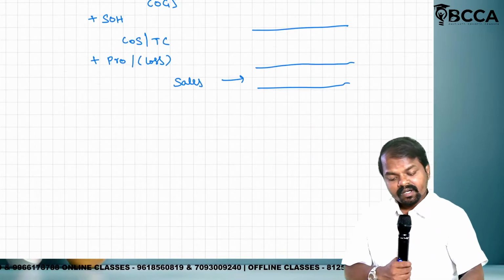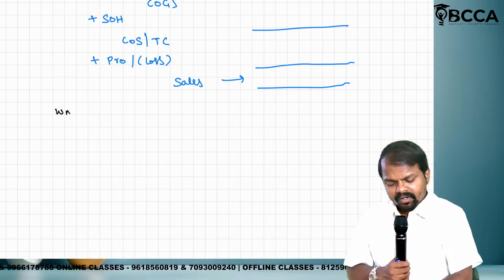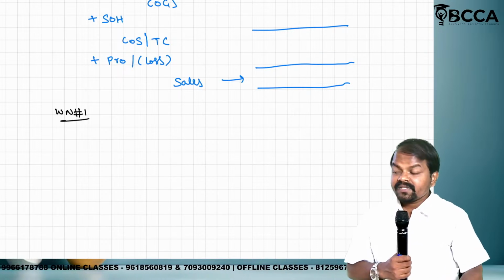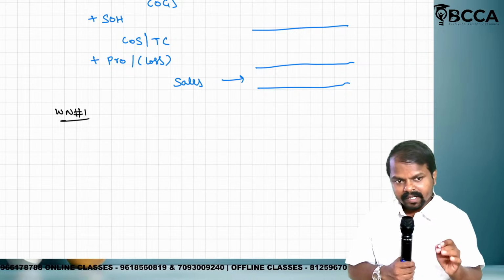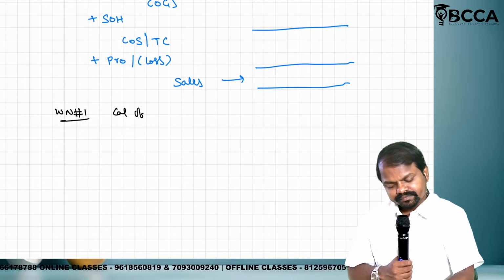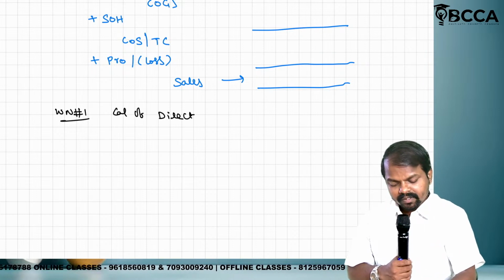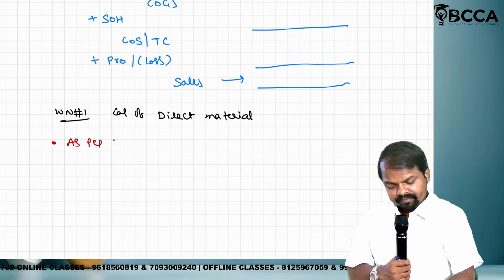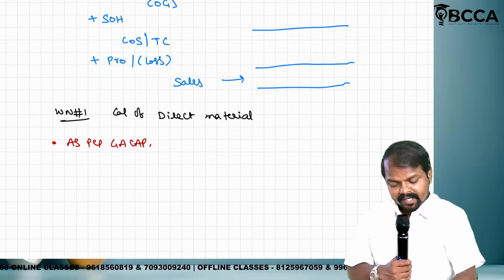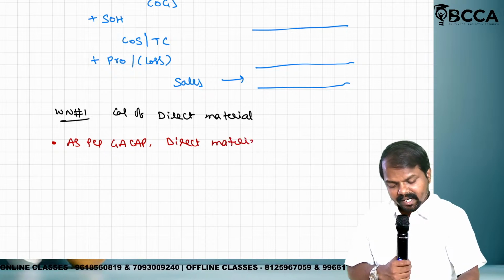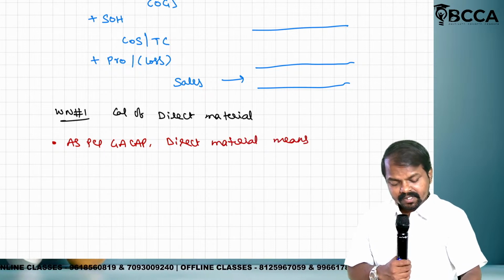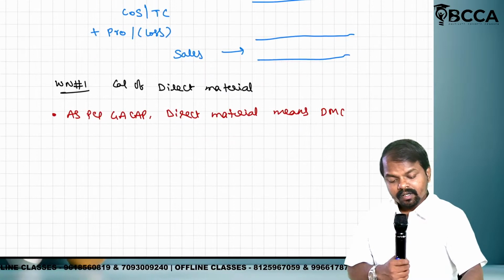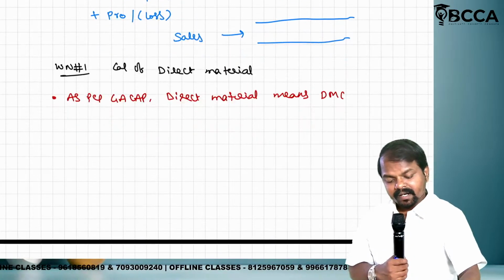Yes. Now, working note number 1. Listen. Working note number 1. Correct? Calculation of direct material. As per GAAP, direct material means direct material consumed. Direct material consumed.